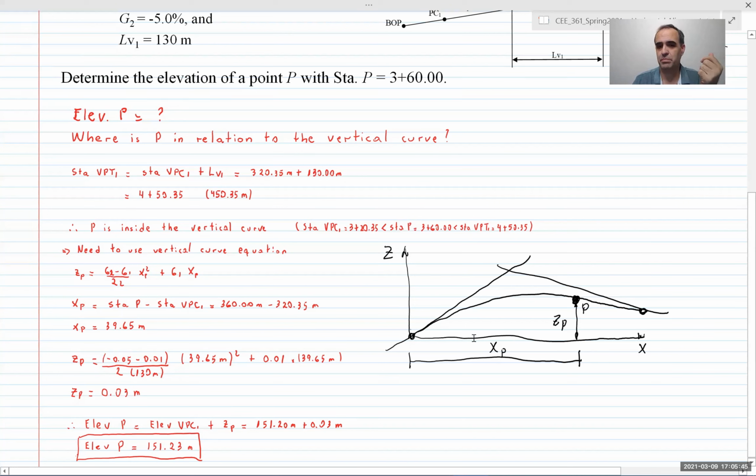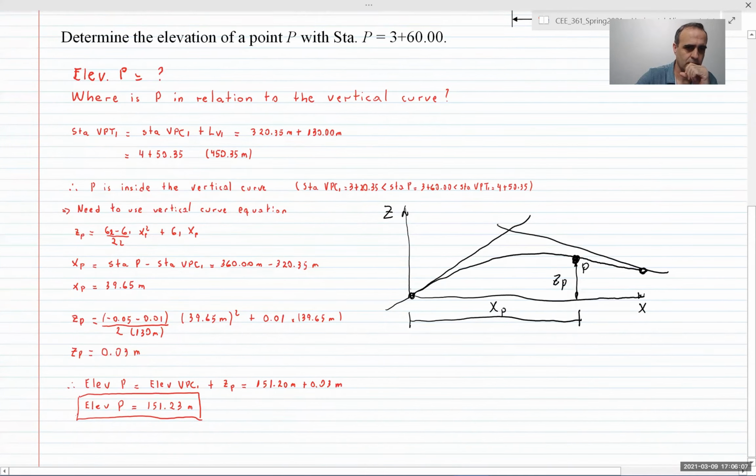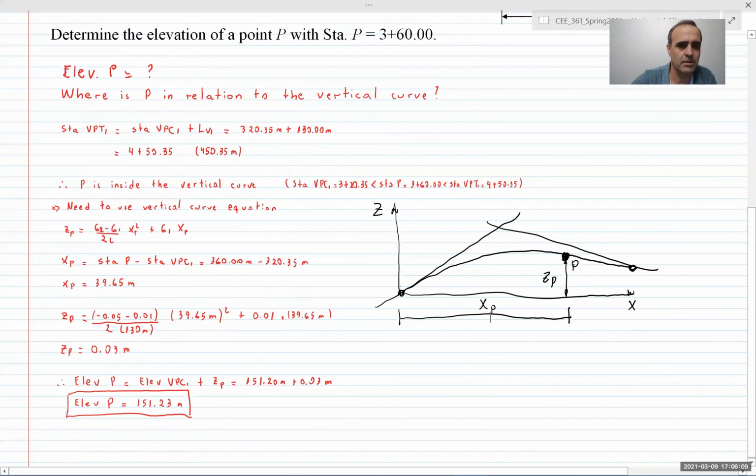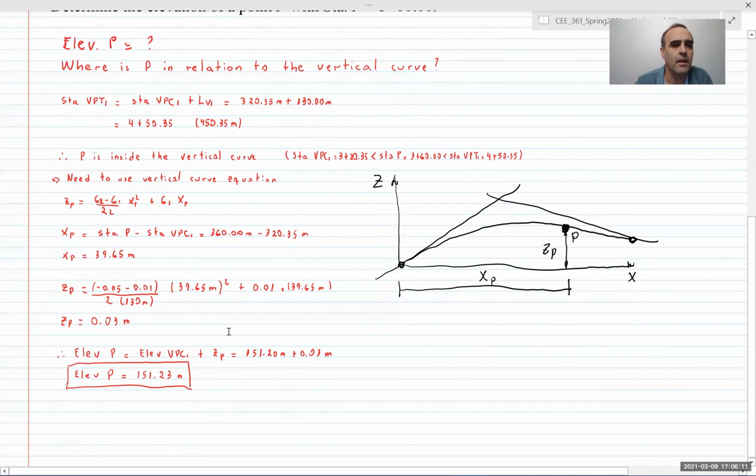With that distance, I will be using the vertical curve equation to figure out this difference in elevation, which I will add to the elevation of this point, and that's it, problem solved. That's all we're doing here. Is that clear? Do I need to repeat what I just said? Okay, I assume I don't need to do it.